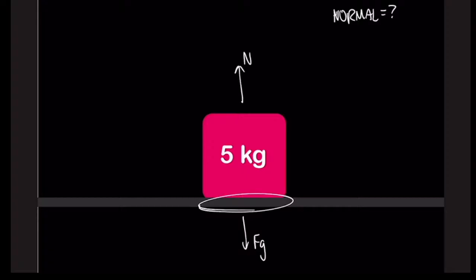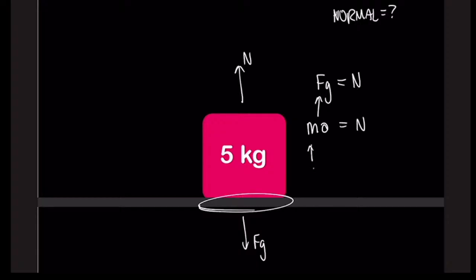Because it is stationary, these two things are just canceling each other out, which tells us that the force of gravity must be equal to the normal force. And we know that force is equal to mass times acceleration. We could say that the force of gravity is equal to mass times acceleration, and that's the easier thing to do here. So ma will be equal to the normal force.